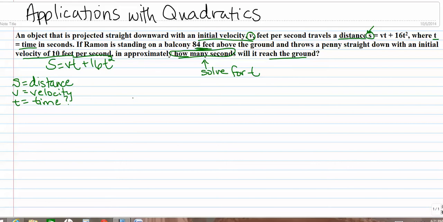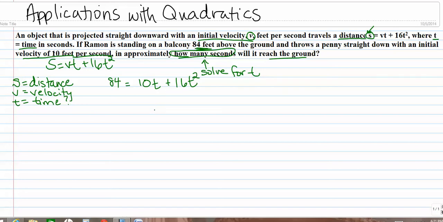So our distance at the beginning of this situation is 84 feet because Ramon is 84 feet above the ground. And the initial velocity that he threw the penny with was 10 feet per second. So he gave it a little push. He didn't just let it drop, because if he just let it drop, the initial velocity would be 0. But he put a force behind it at 10 feet per second. We don't know how much time it took to reach the ground, so our variable stays t squared.